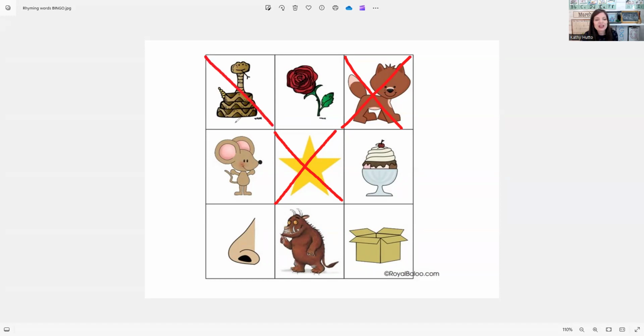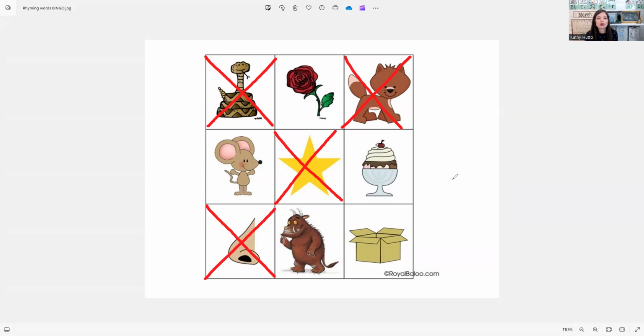Snake. Good job. Cake, snake. Now, look for a word that rhymes with rose. Don't find the rose. Find a word that rhymes with rose. Nose. Good job. Rose, nose.